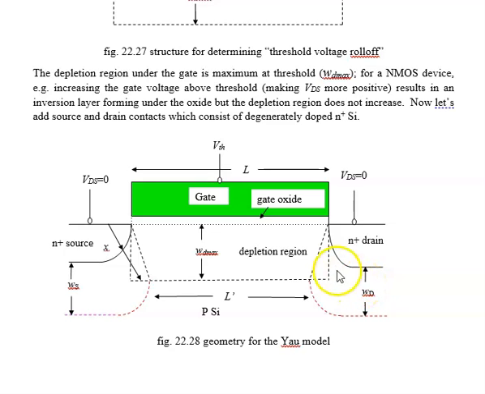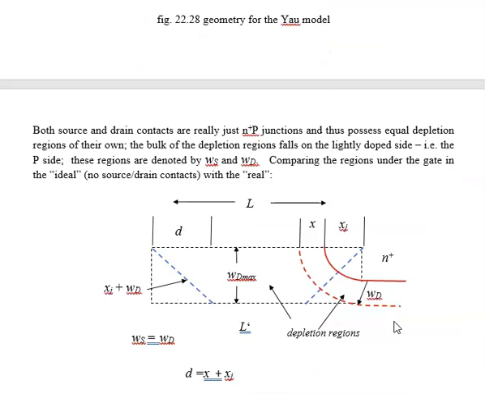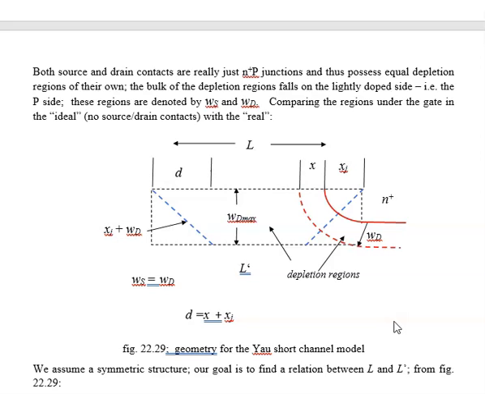And that produces a problem because this depletion region at both ends extends into the area under the gate, and that is represented by these two triangles. They're symmetric because VDS is 0, but they wreak havoc on the device performance. So let's examine that a little bit further in figure 2229.